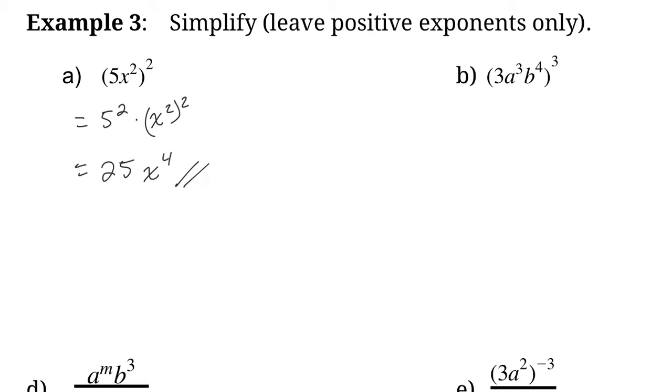Now I want you to try the next one on your own. And here's my answer. So this exponent of 3 applies to everything inside these brackets. So we have 3 cubed times (a cubed) to the power of 3 times (b to the power of 4) all to the power of 3. So 3 cubed is 9, and this is just a power of a power, so we need to multiply our exponents. So we have a to the power of 9 times b to the power of 12.